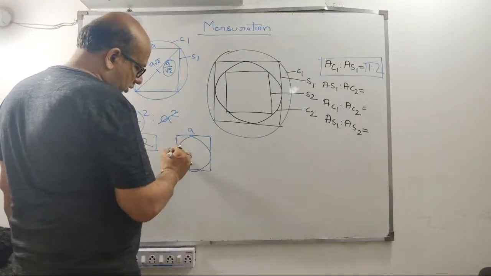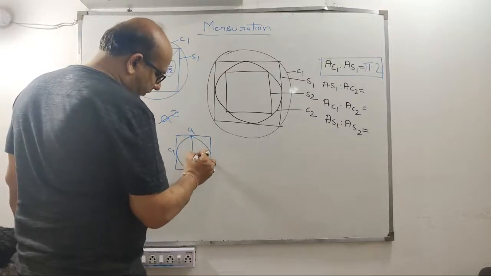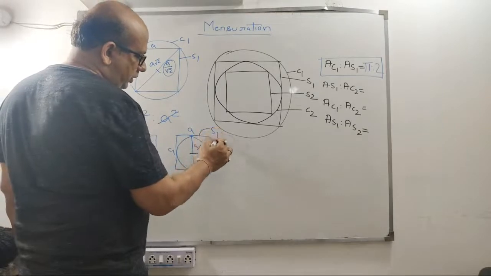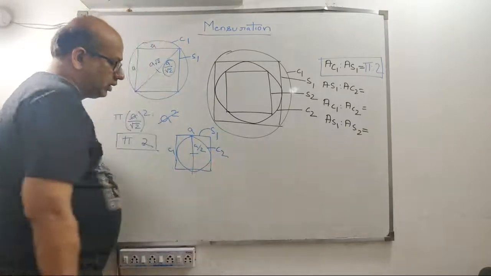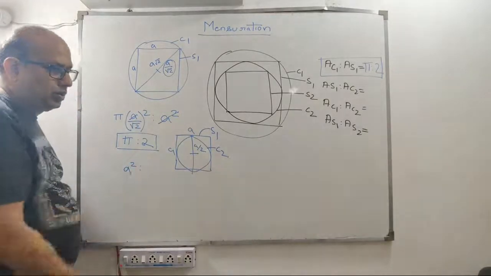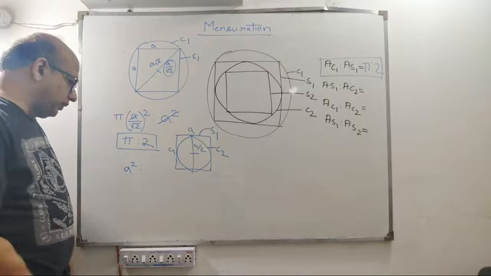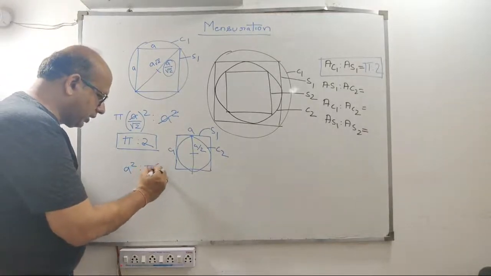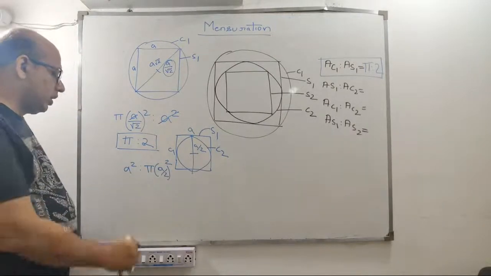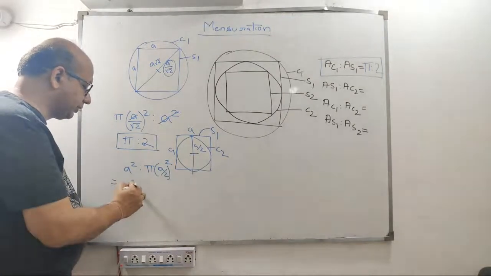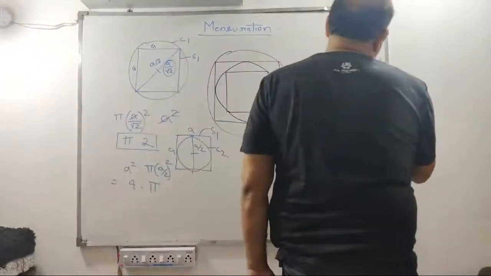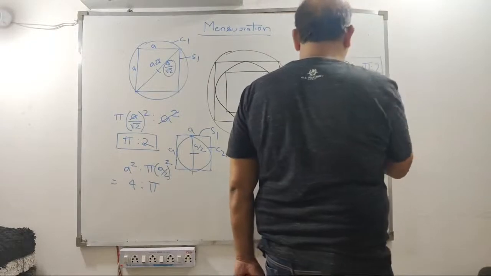If this is a, this is a, this will also be a. So the radius will be a by 2. So this is square 1 for me, this is circle 2 for me. So square 1, the area will be a square is to circle 2, which will be pi a by 2 का whole square. A square gets cancelled, that becomes 4 is to pi. So this becomes 4 is to pi. That's it, I think.